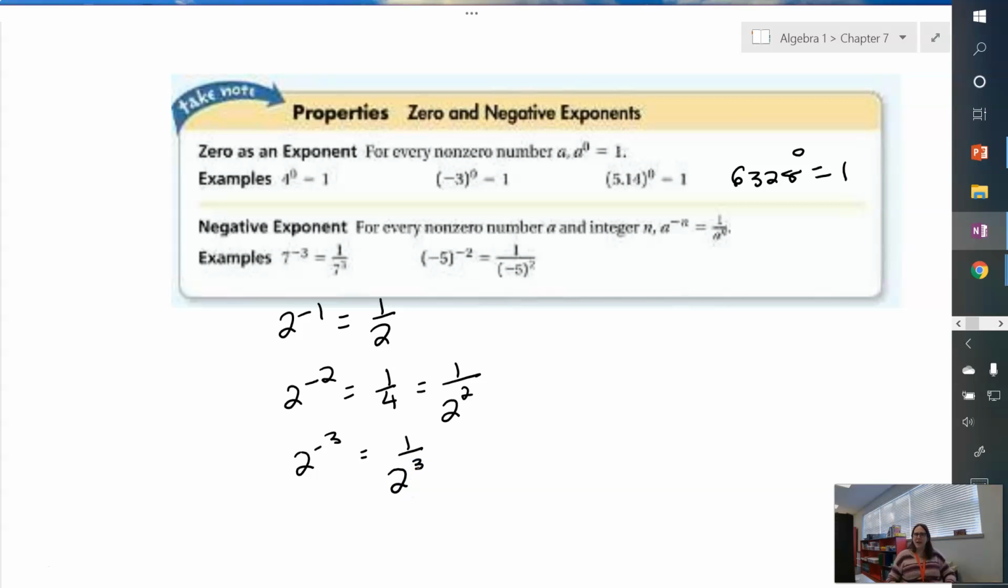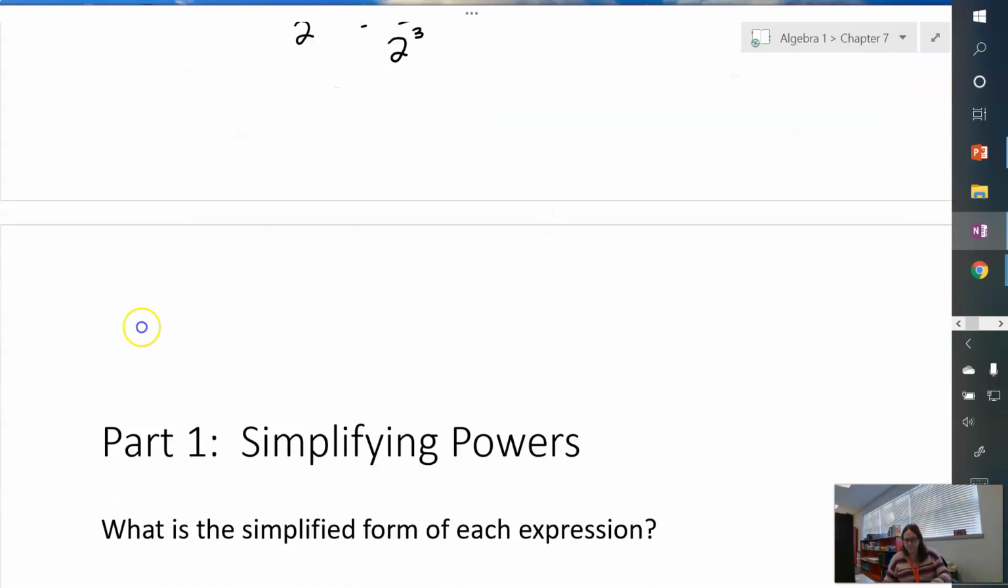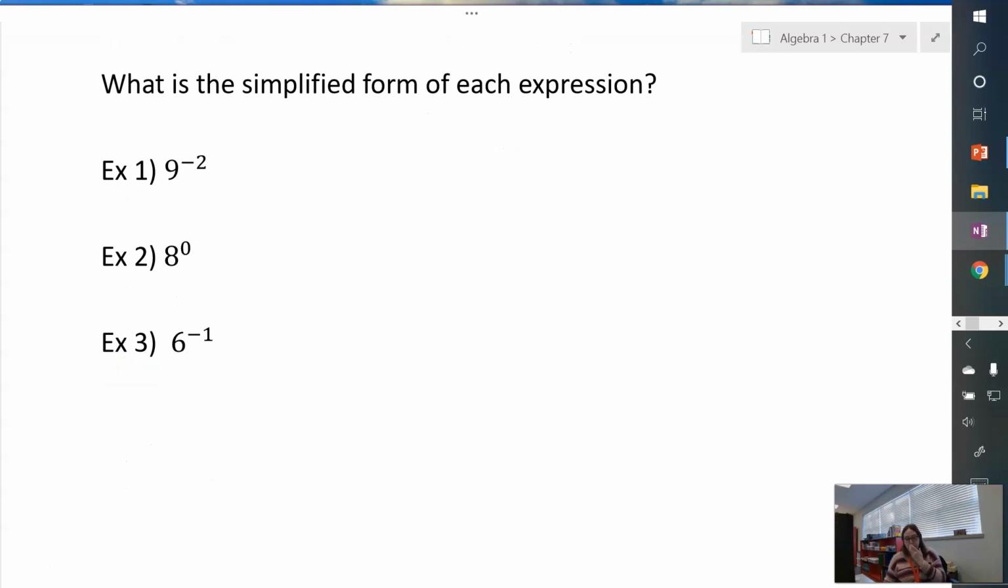So when you have a negative exponent, it's just going to move. If it's in the top, you move it down to the bottom. If it's in the bottom, you move it to the top. So 7 to the negative 3 is 1 over 7 cubed. And then negative 5 to the negative 2, that negative 5 goes down to the bottom. And then instead of negative 2, you make that a positive 2. So let's do some examples of this.